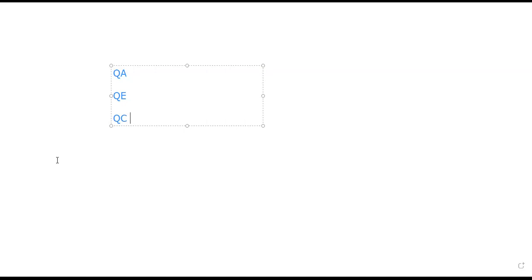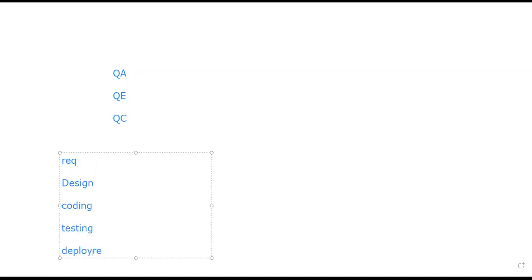So during the SDLC process, whatever we have here: requirements, design, coding, testing, deployment, or maintenance. So now where are we? We are under the testing part, right? Now here in the V model, if we observe, one side is verification, right?